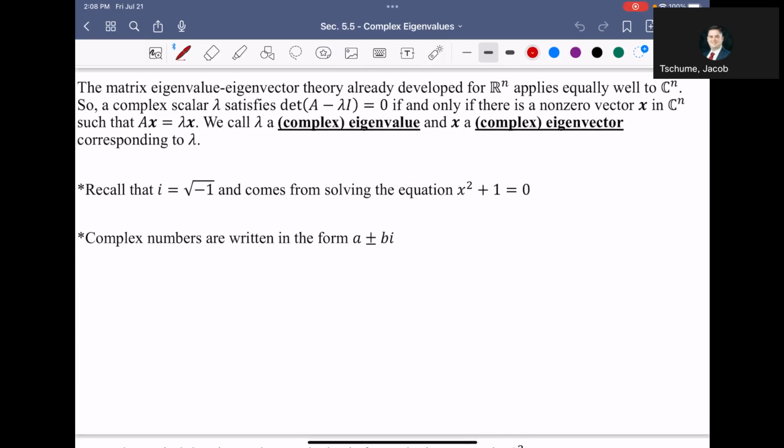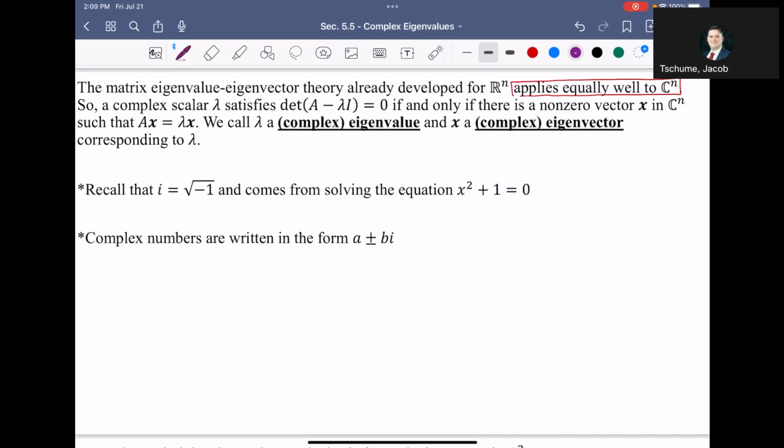So that was section 5.1 and 5.2. Is going to now apply equally to what we call the nth dimension of the complex world, which pretty much means that we are going to have complex numbers in our eigenvalues and in our eigenvectors. The good news is for y'all that you don't do the work any differently. It's just the answer you're going to get is going to look a little bit different.